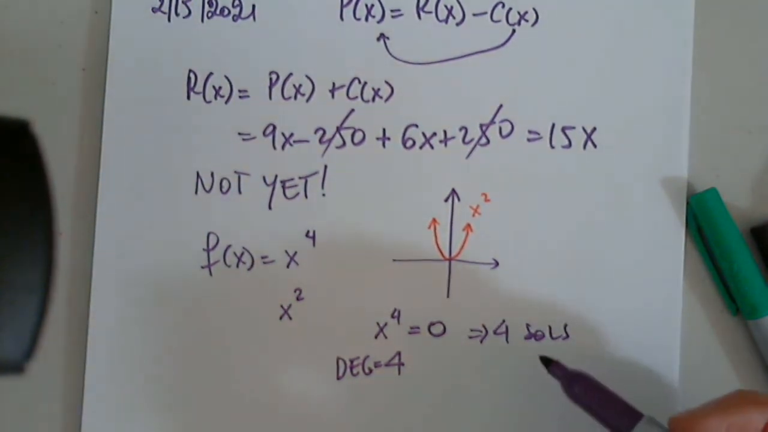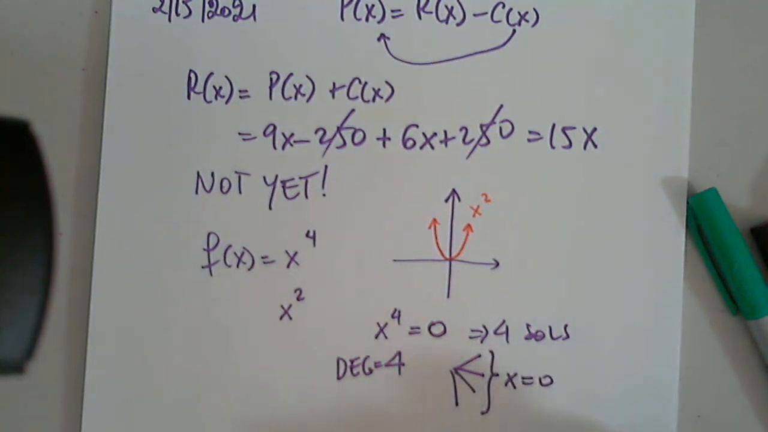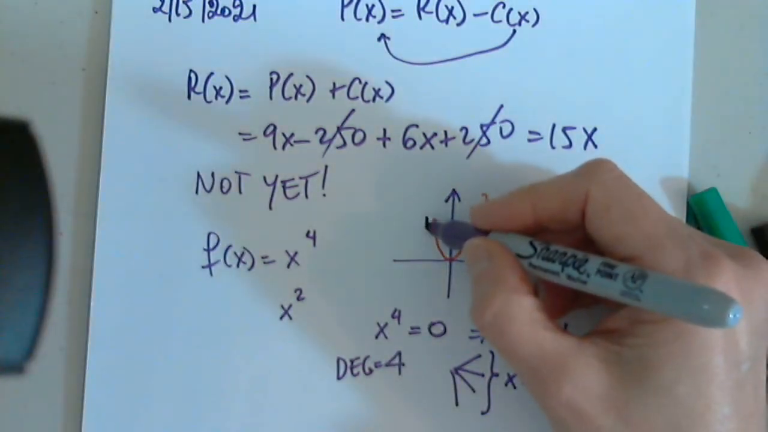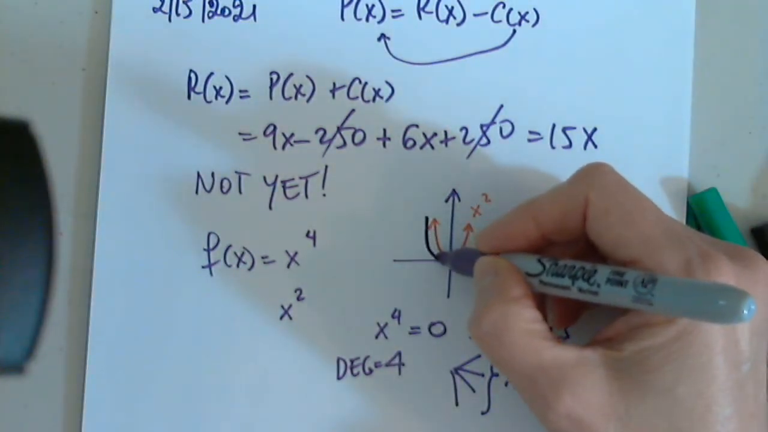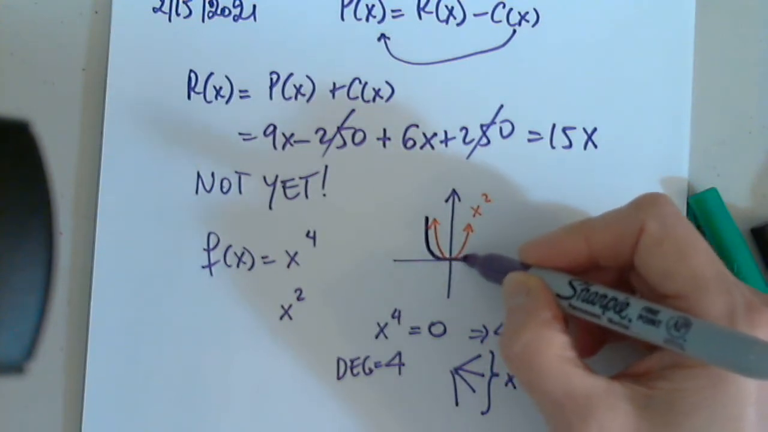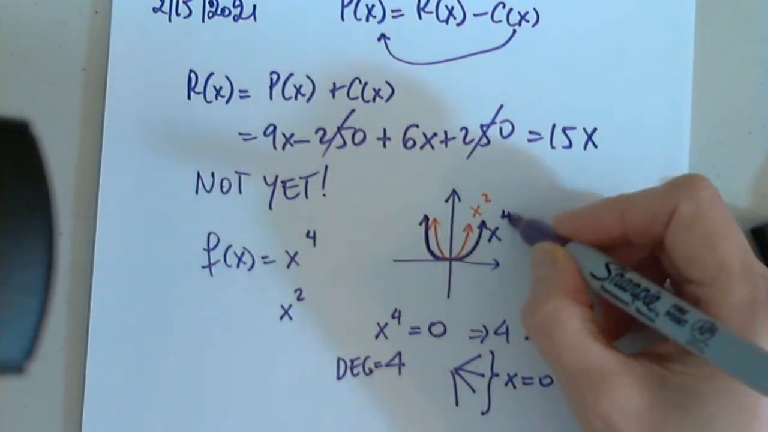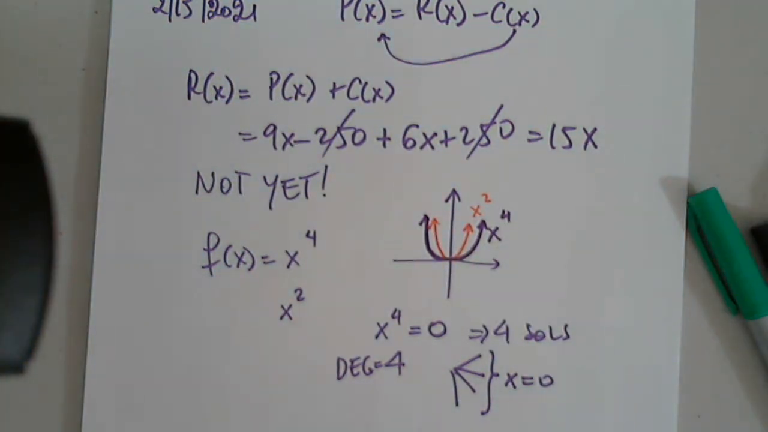You can say 4 solutions? Yes, 4 solutions. They're all the same. However, all 4 are x equals 0. And in this case, it will cross like this one crosses, but much slower at the origin. So it will be something like this. Slow, slow, slow, slow, up. So this is the difference between x to the fourth and x squared.